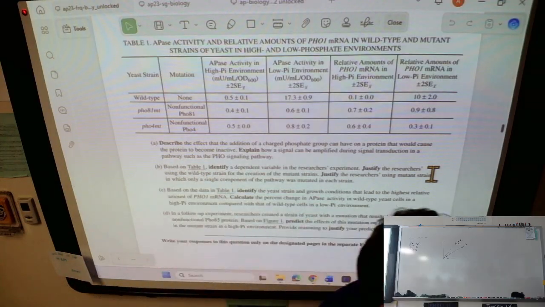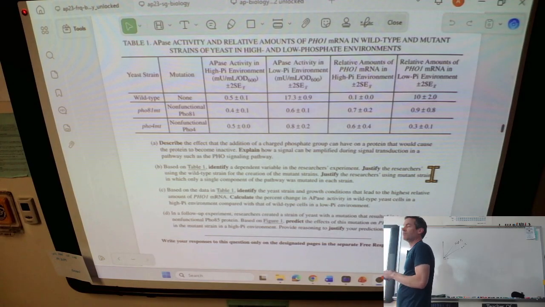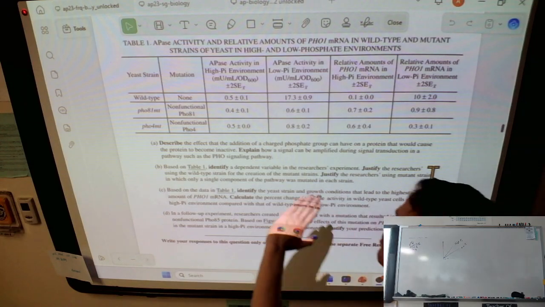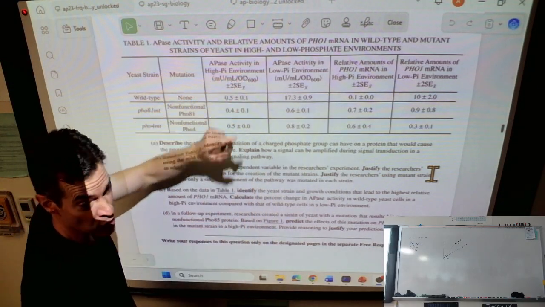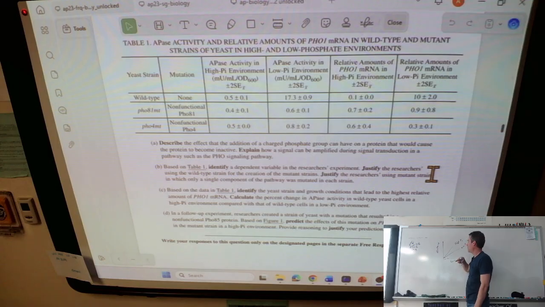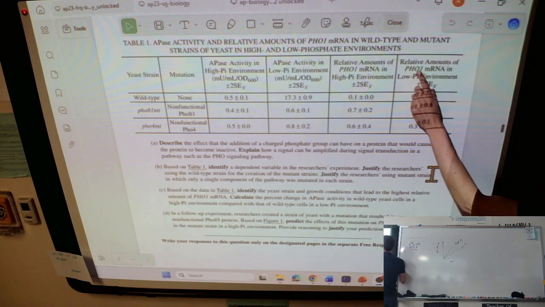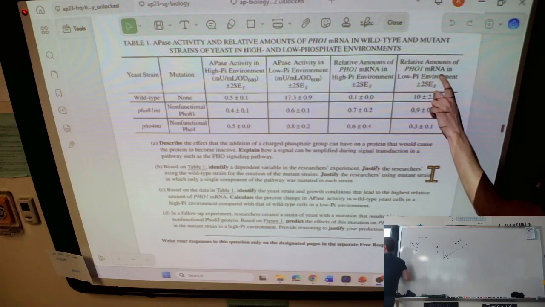Would it be APase activity, and then how much? All I have to do is write that title. My dependent variable is literally just what I am measuring. So normally it would be whatever's over here. If I was in a physics class measuring distance over time, then my dependent variable is distance. So I don't even have to know what relative amounts of Pho-1 mRNA in a low Pi environment is, but that's what I'm going to write. So it's just the title. I don't need any numbers.